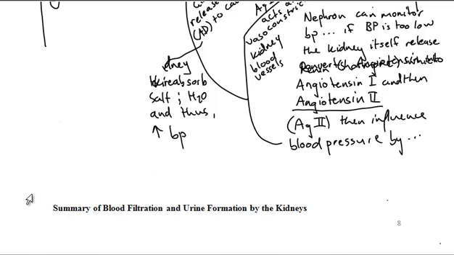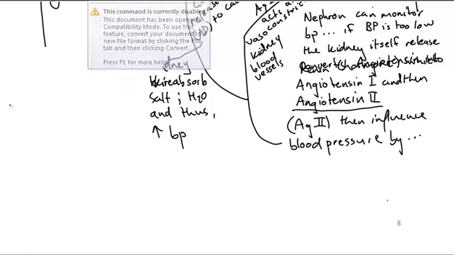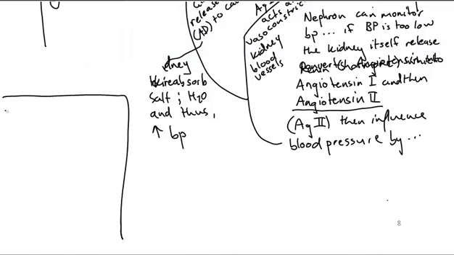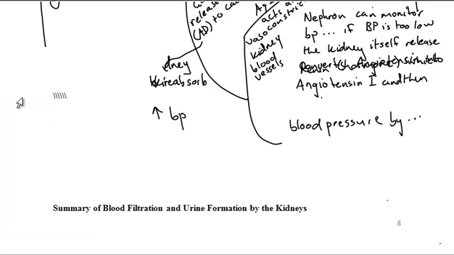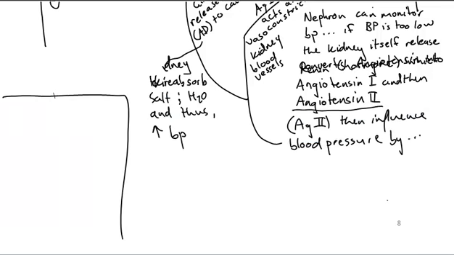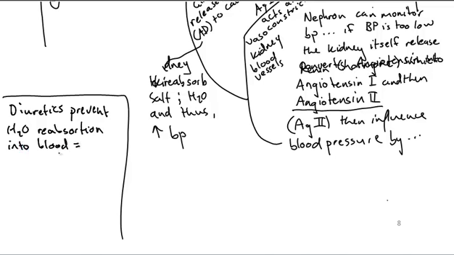And just while we're here, I want to take a quick little note on what a diuretic and a natriuretic are. So we'll just write here. Diuretics. See if I can do this without hitting buttons with my arm. Diuretics prevent H2O reabsorption into blood, which equals more urine.